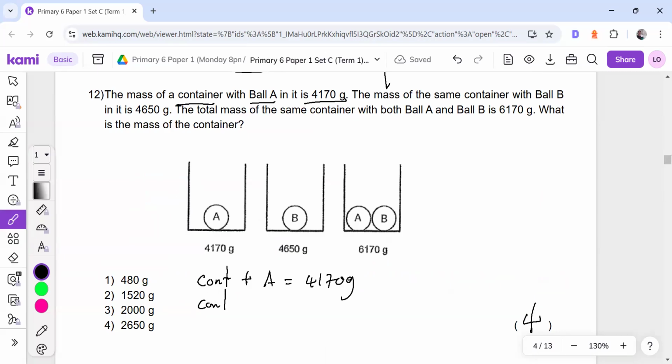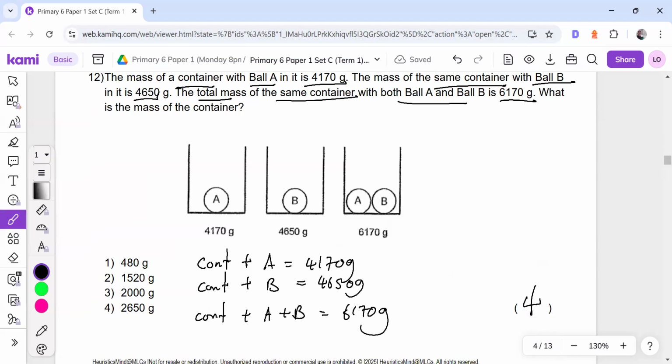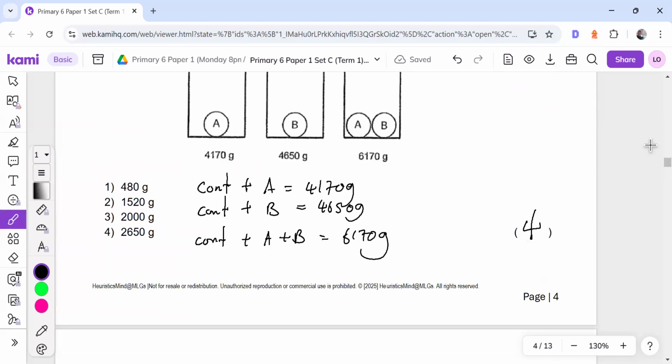The mass of the same container with ball B, with means plus, together with ball B, is 4650 grams, right? And the total mass of the same container with both ball A and ball B is 6170 grams. So if you write like that, I think you can solve already, right? See? This is okay, then what do you do?